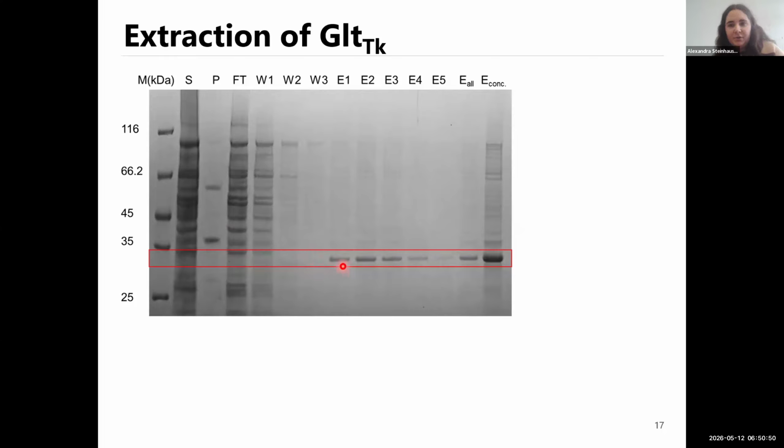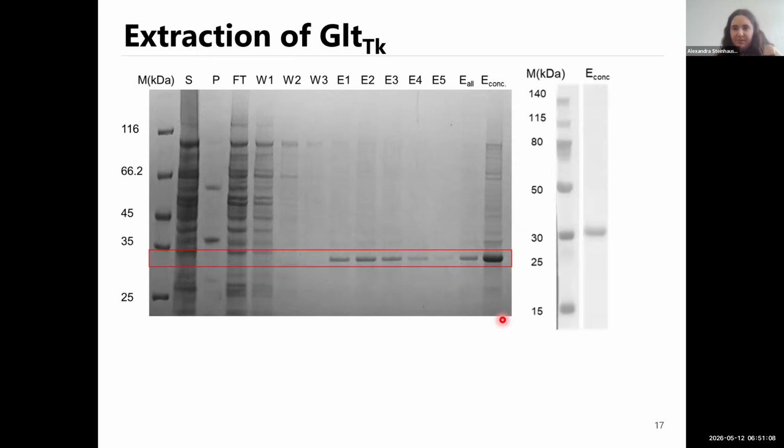But once we start to elute, in this case with imidazole, because GLTTK has a his tag, we see the band. And when we pooled it all together, the band is still there. We then concentrate it, apply it on the size exclusion, and then run our experiments. We also confirmed the band with a Western blot.